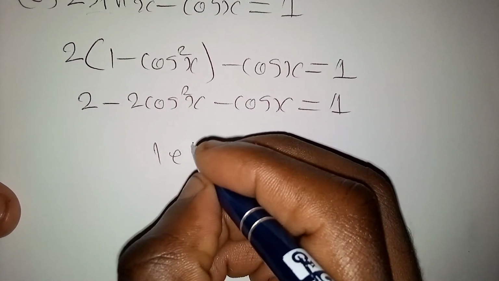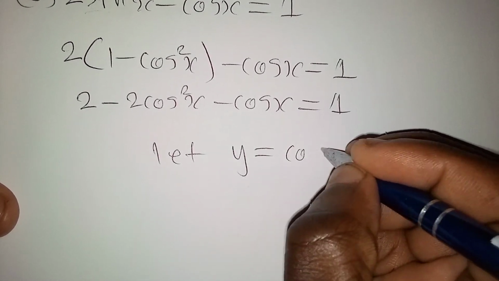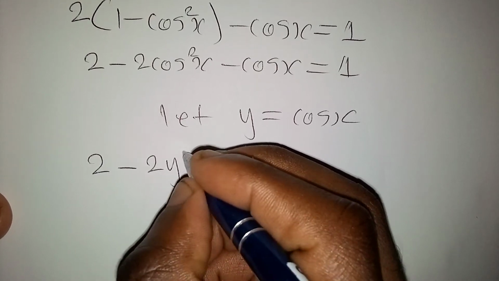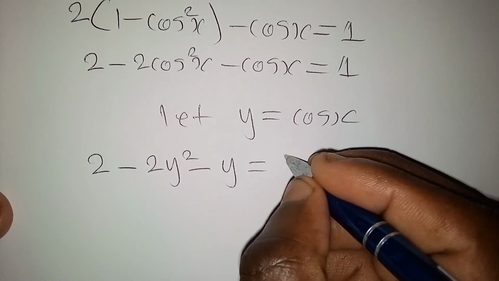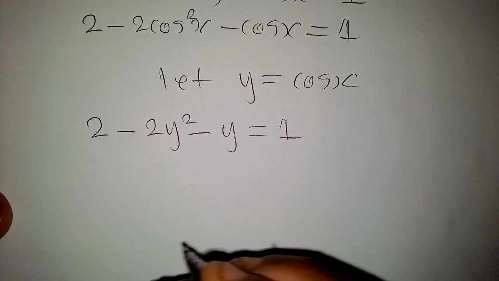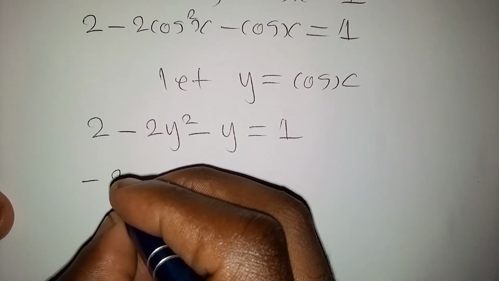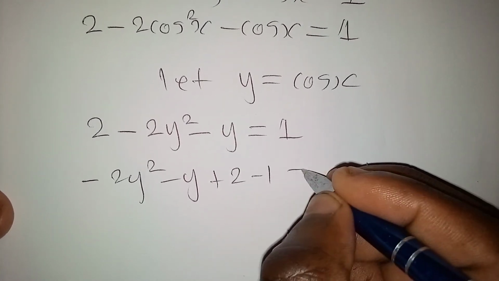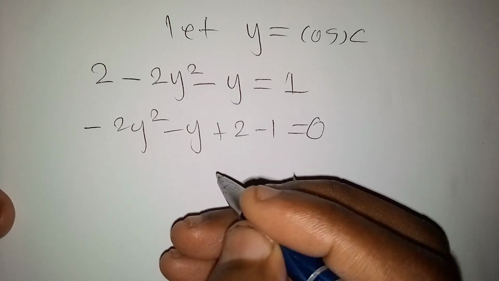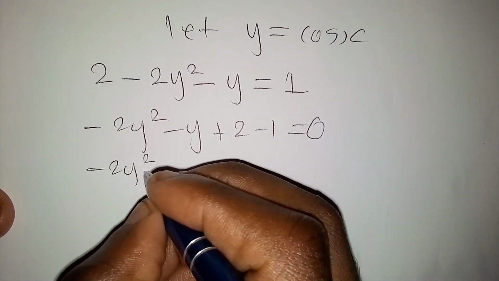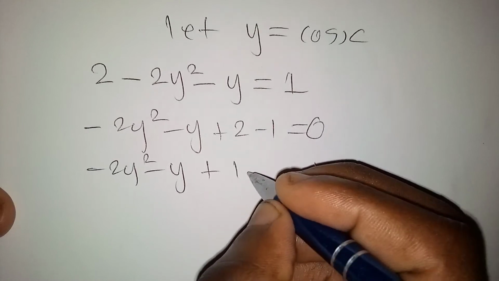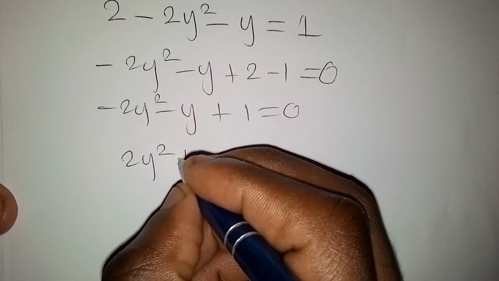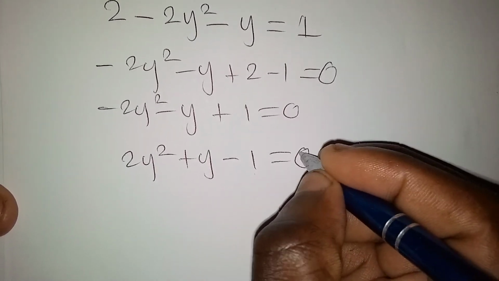Okay, so let y be equal to cos x. Then we have 2 minus 2y squared minus y equal to 1. And this is a quadratic. So this will be minus 2y squared minus y plus 2 minus 1 equal to 0. And this is the same as minus 2y squared minus y plus 1 equal to 0. If we multiply through by a negative, we have 2y squared plus y minus 1 equal to 0.